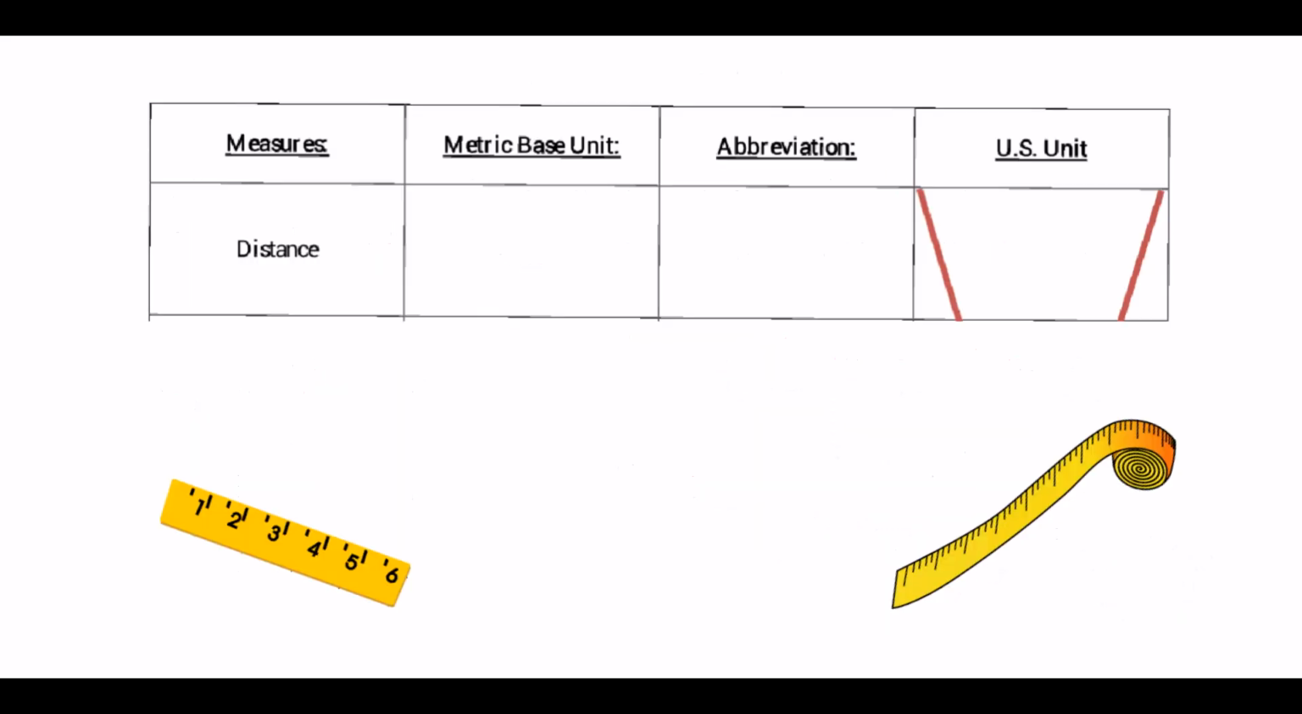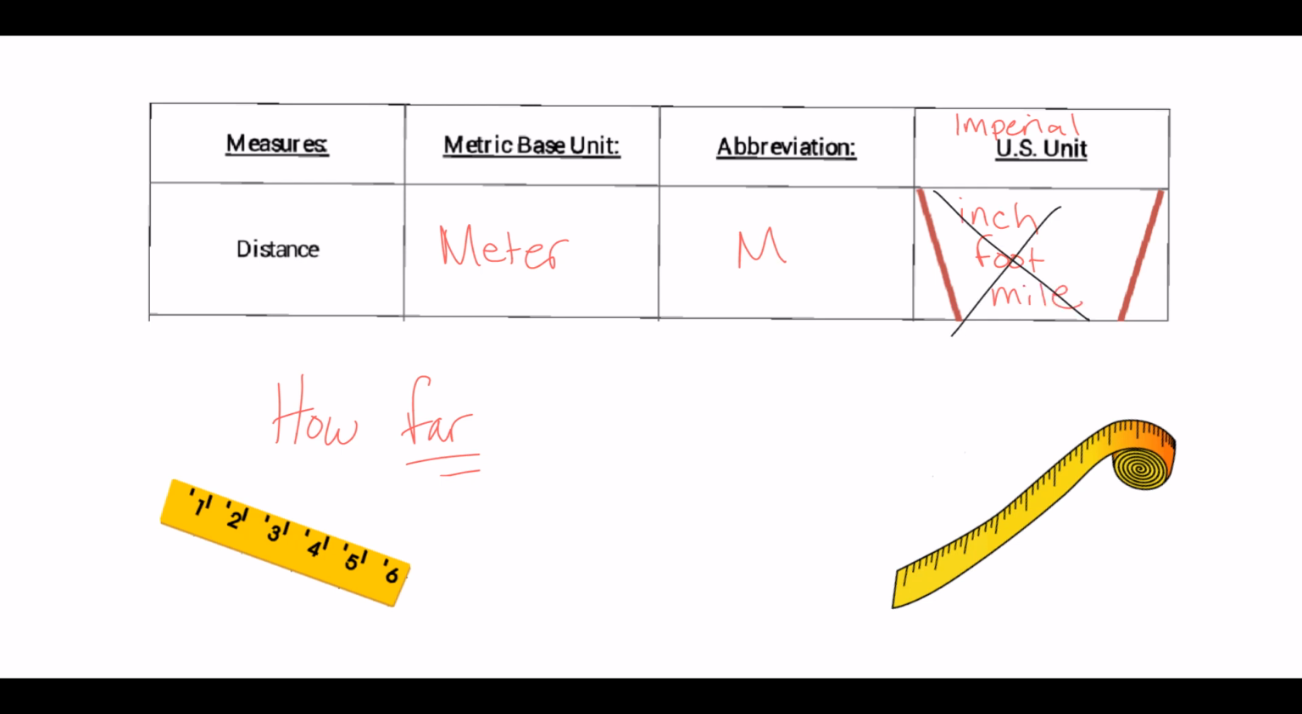If we want to measure distance, and distance is how far something has gone, we're going to use the metric base unit of the meter. Meter is abbreviated with a capital M. The US, or the imperial unit, as we like to call it, might be the inch, the foot, or the mile. And you can see we've started our X here because we do not use these units in science class.